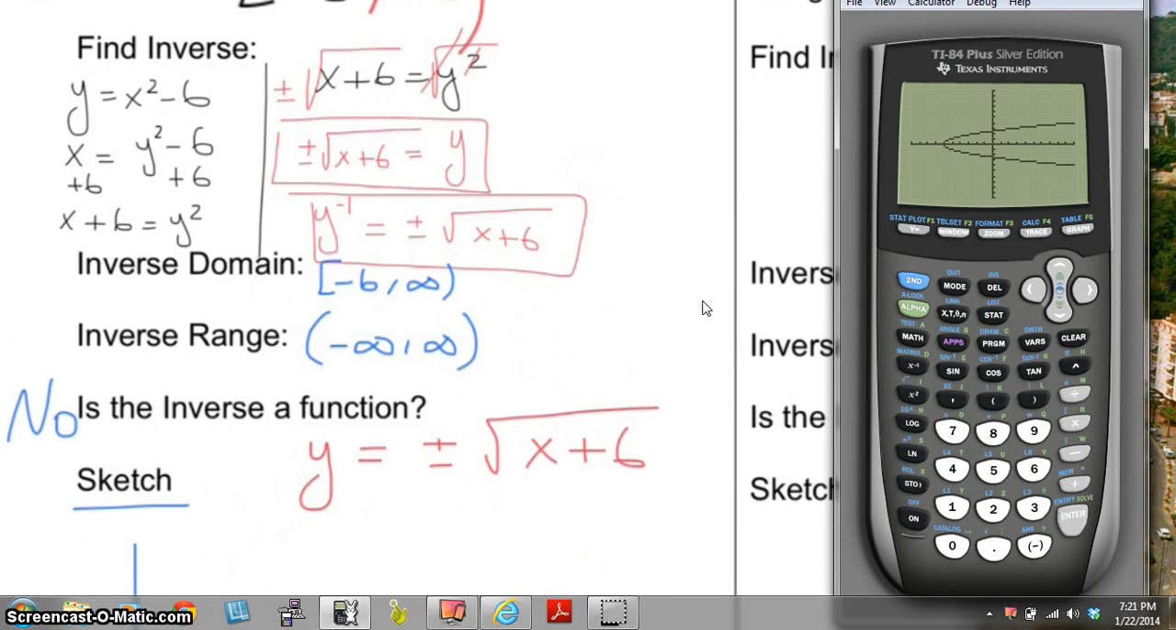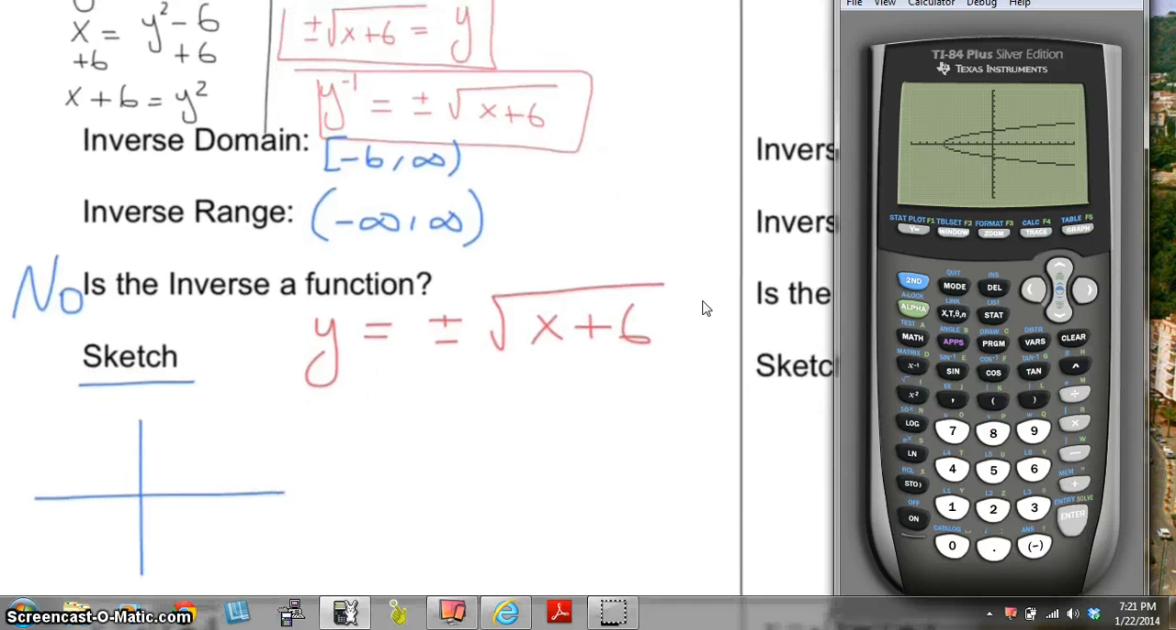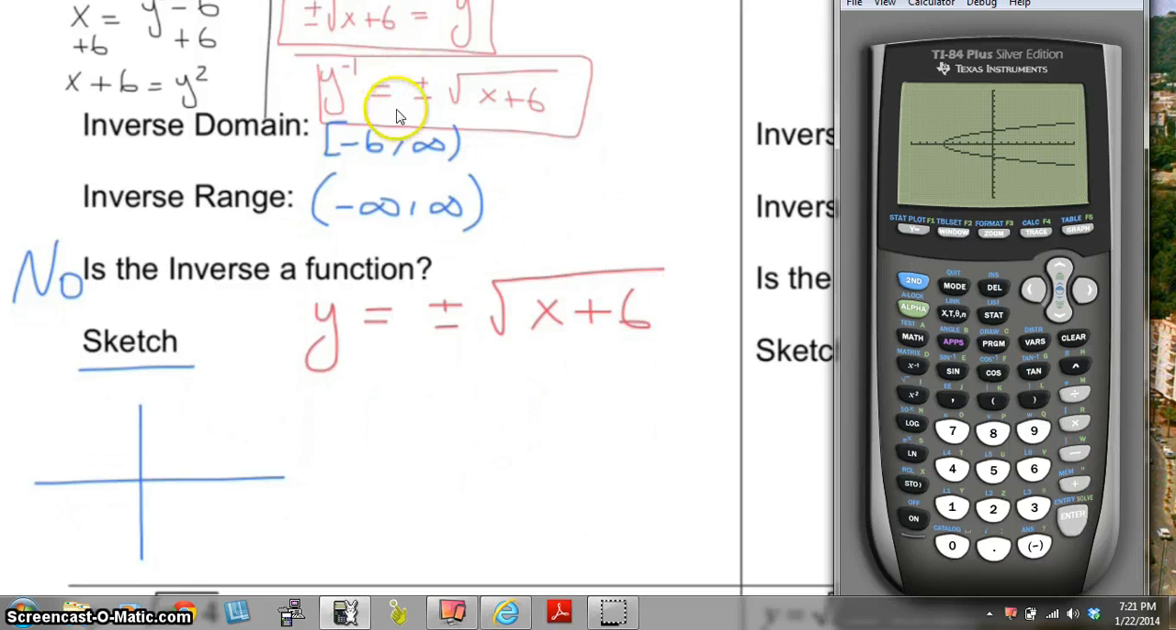If you want to sketch that and you don't have a calculator, how would you do that? Look at the domain and range. What is the domain? The domain is negative 6 to infinity. If you want to graph that, you know it's going to look something like this. Since the domain starts at negative 6, it's going to start at negative 6, and it's going to be the inverse of the quadratic function, and it's going to look like this. Again, if you apply the vertical line test, it's going to cut it in 2 points. That's why it's not a function, because it does not pass the vertical line test.